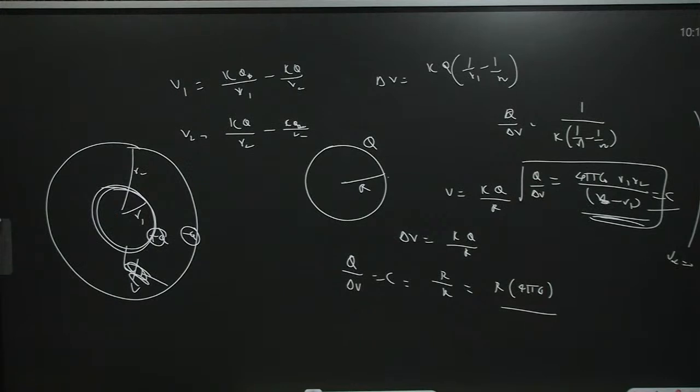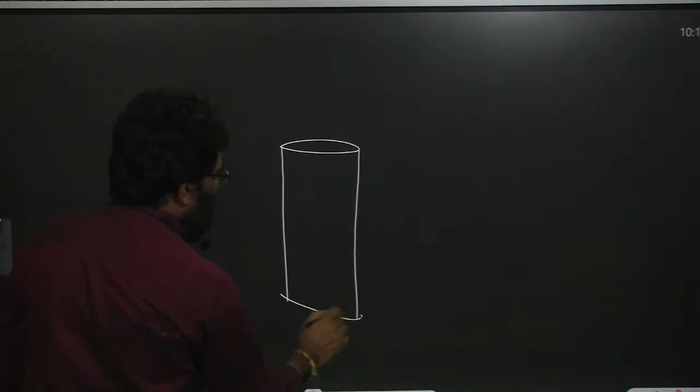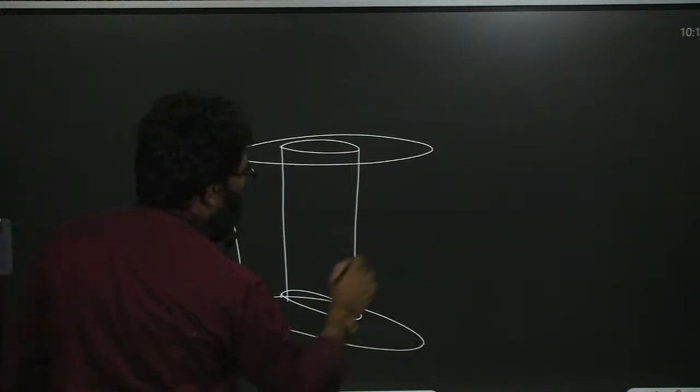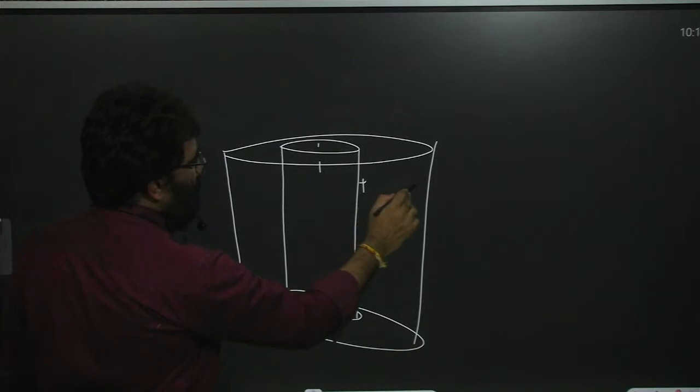Two conductors are separated. Then you find out the potential difference. Q by delta V gives capacitance. Now take a cylindrical surface. Two cylindrical surfaces are given, with radii R1 and R2, and per unit length, the length is L. So charge is given, plus and minus.